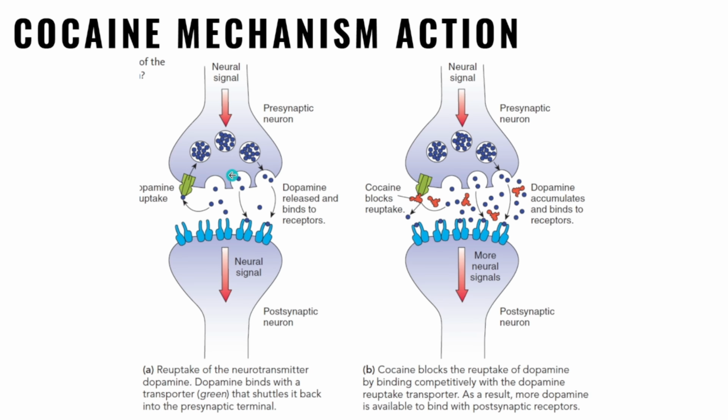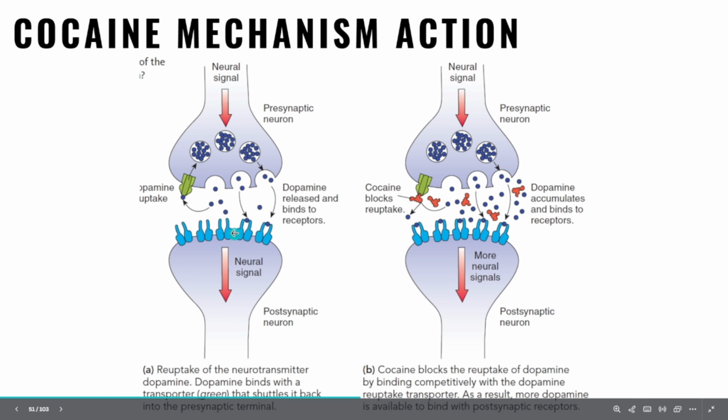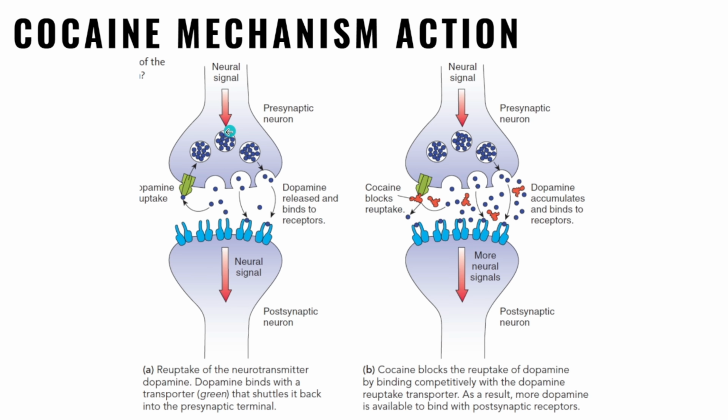In a normal situation, dopamine is released and binds to the receptor, and once it binds, it will be recycled back into the presynaptic neuron. Dopamine binds with a transporter, the green color, that shuttles it back to the presynaptic terminal. However, cocaine will block the uptake of dopamine because it acts as an inhibitor of this dopamine uptake channel.